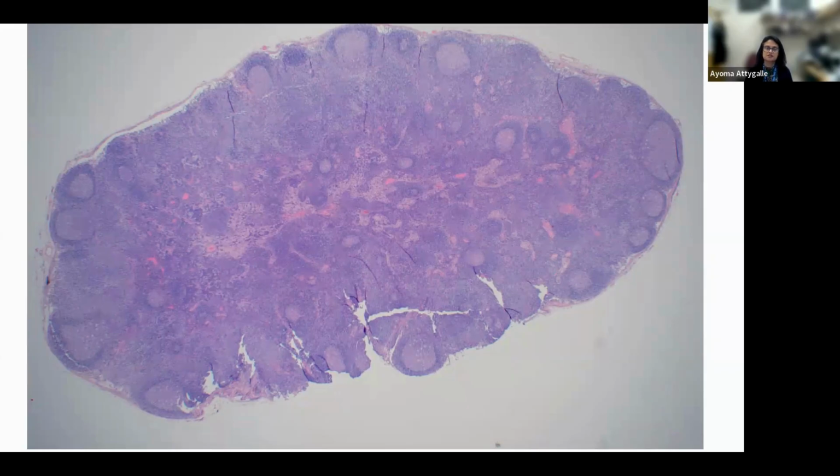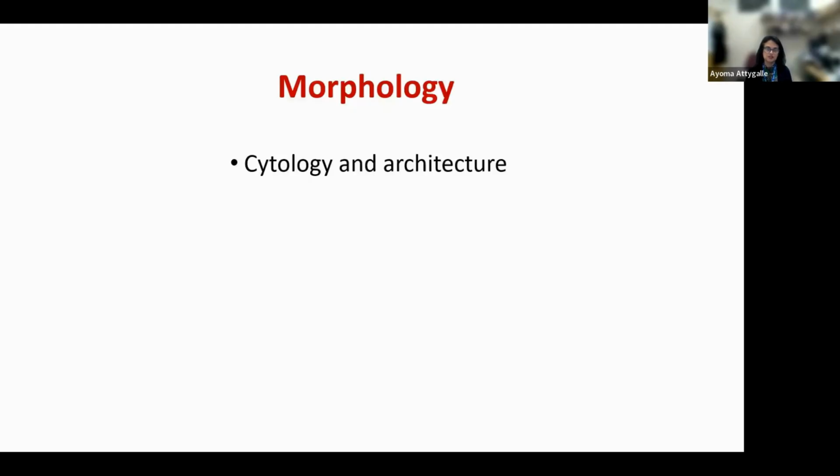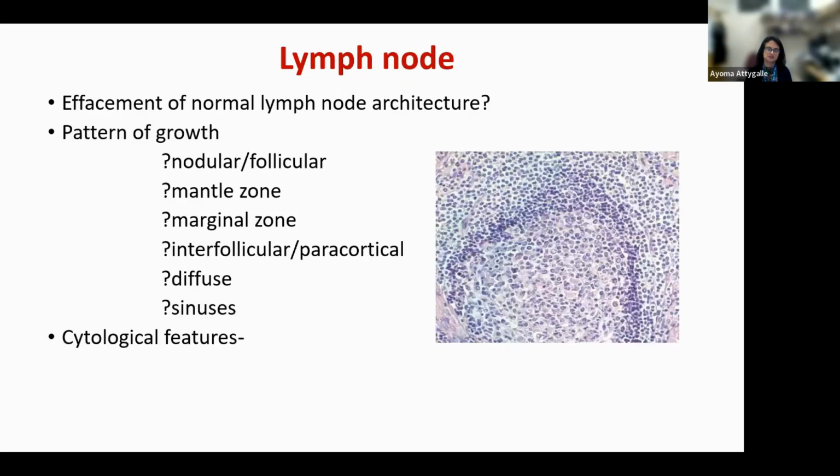So you can see this lymph node, you can see the patency of the capsule, and you can see where the follicles lie. They're mainly subcapsular. Of course, you'll see some follicles cut through depending on at what plane the section has been made. So now we go on to cytology and architecture. So the effacement of normal lymph node architecture, is it effaced or not? And as I said, partial or complete.